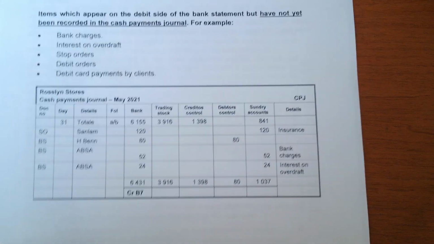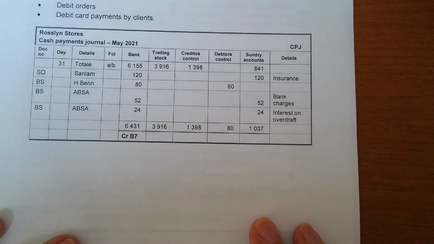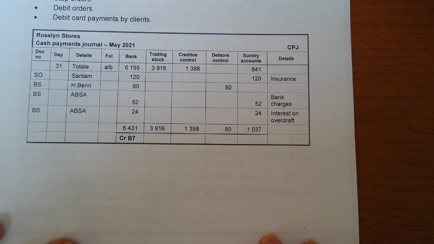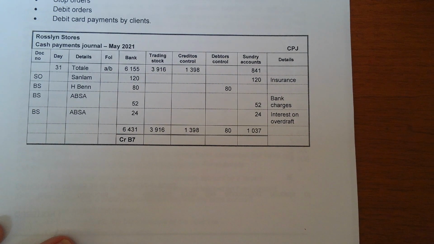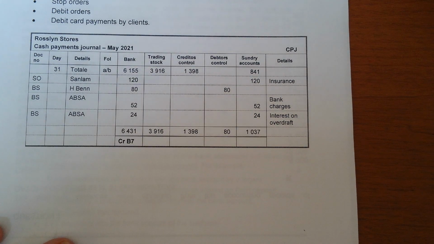So it means when you compare the bank statement with your journals and you see that there are certain entries that were not the same, if it's on the bank statement and it doesn't appear on the journals, then you have to go and record it in the journals. Then you must think, is it money received? It will go in the cash receipts journal. Money paid will go in the cash payments journal.